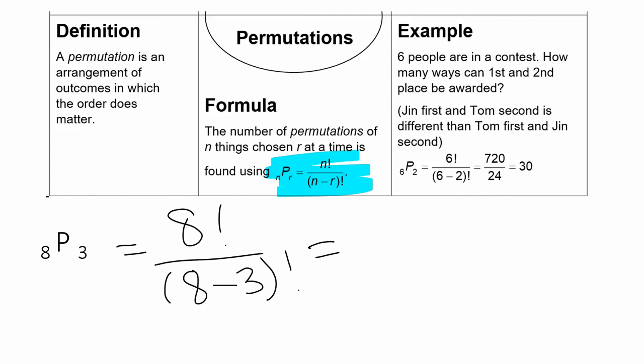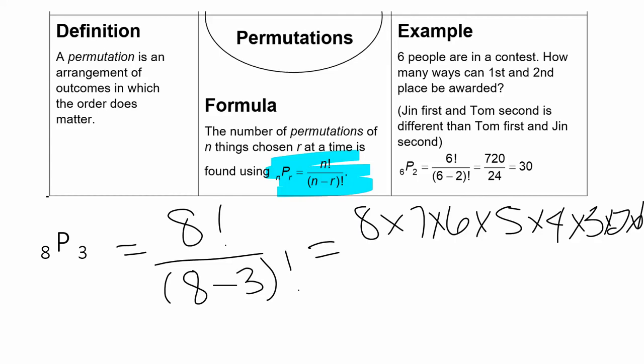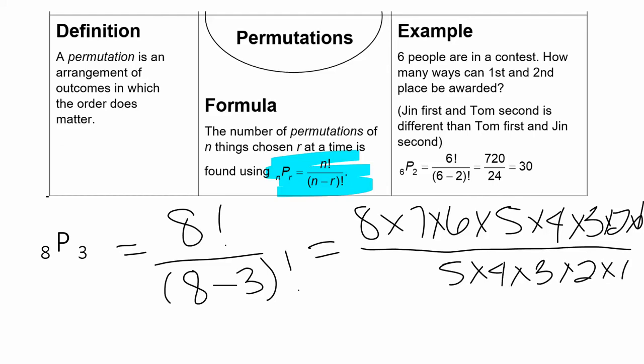Let's write this out. So 8 factorial is 8 times 7 times 6 times 5 times 4 times 3 times 2 times 1. Don't just multiply this on your calculator. Some of these problems, it's going to get pretty big and your calculator can't handle it. Divided by, the bottom was 8 minus 3 factorial. Well, 8 minus 3 is 5. So 5 factorial is 5 times 4 times 3 times 2 times 1. The reason we're writing this out is because now we can reduce this fraction.